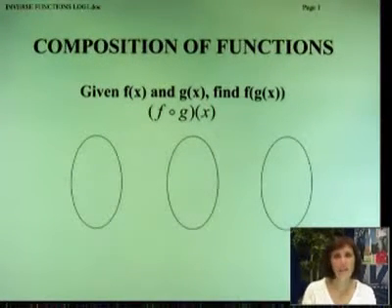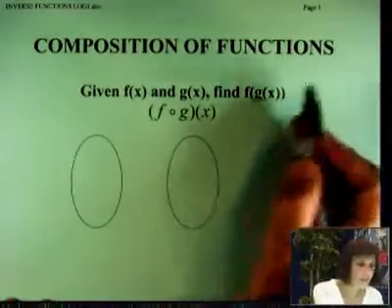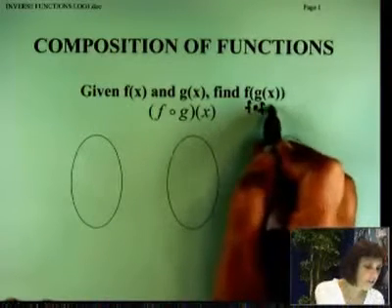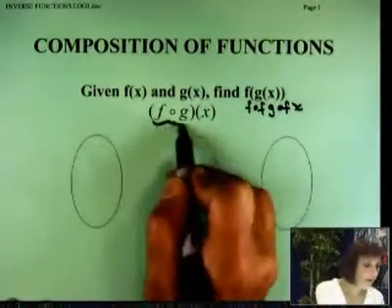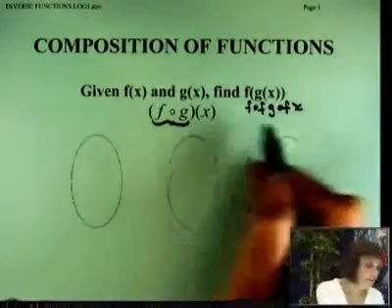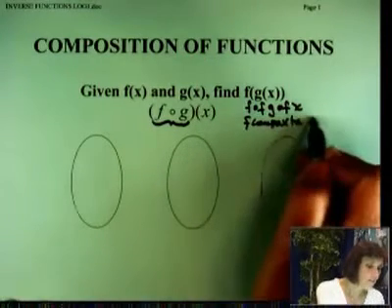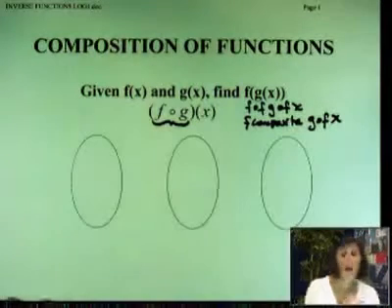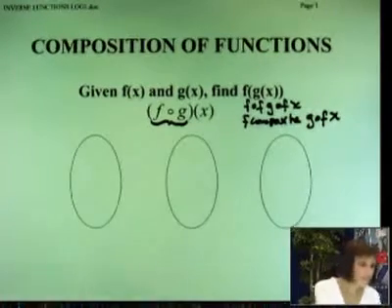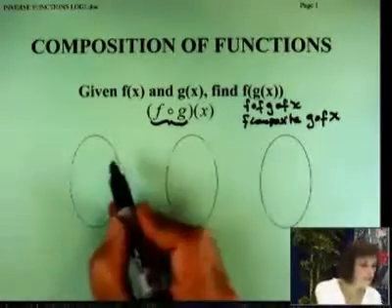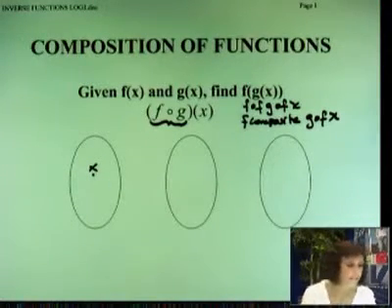Given f of x and g of x, these are two functions, you are going to find f of g of x, or f composite g of x. Or you can also say the composition of f and g of x. What that means is you start with x, and there is this domain with a bunch of things in it. Let's call that one element x, the starting set.